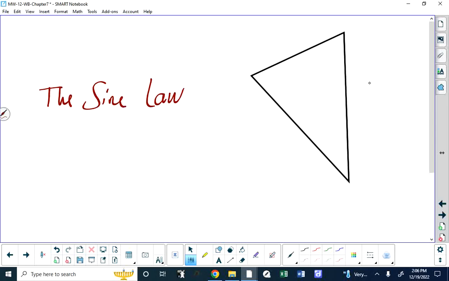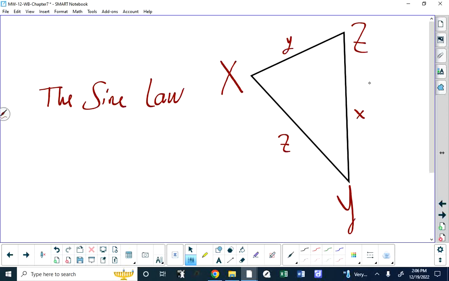I'm going to label this as x, y, and z. The side across from angle x is called x. The side across from angle z is called z. The side across from angle y is called y. What does the sine law say?